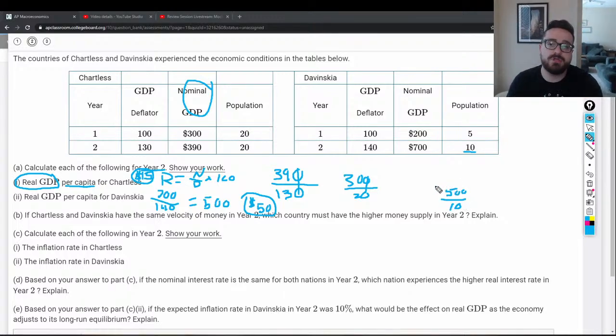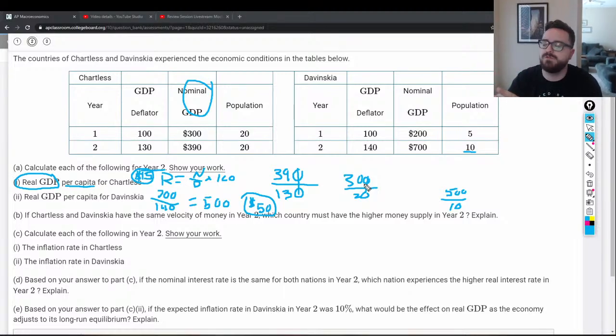When it says show your work, you do got to show more, or at least not have it as terribly set up as I do here. You should write the formula, plug in the numbers, get the answer, and then write the formula for real GDP per capita, which is just real GDP divided by population. That's literally all you would write, and then plug in.